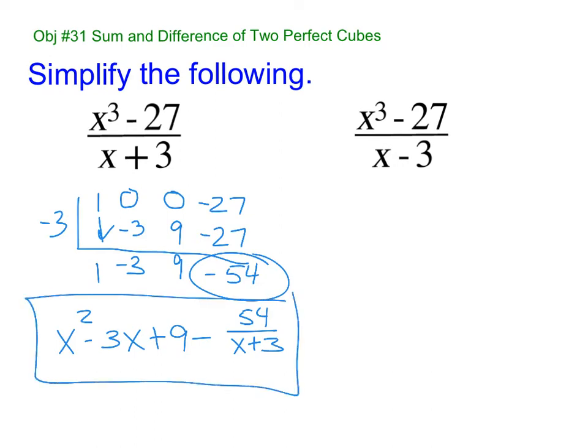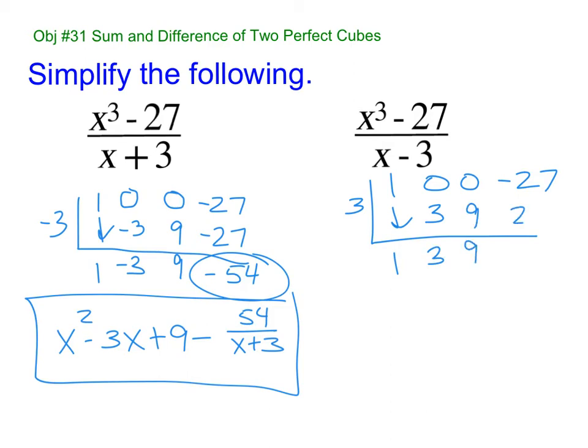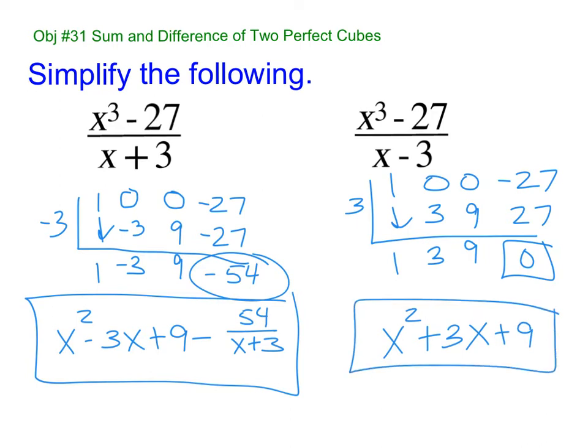Now let's do the second one. This time it's a minus 3, so a 3 on the outside. 1, 0, 0, negative 27. 1 times 3 is 3, 9, 27, 0. This one did divide in nicely. X squared plus 3x plus 9. So notice when we had a minus 27 on top and a plus on the bottom, it did not divide. When they were both minus, it did divide.